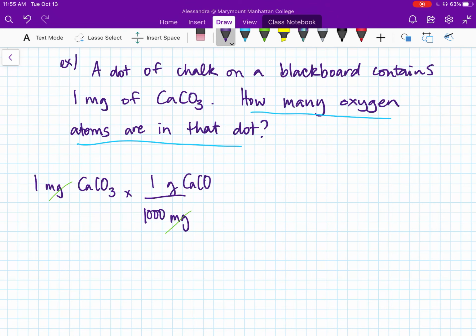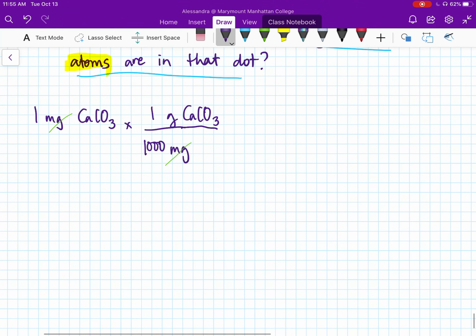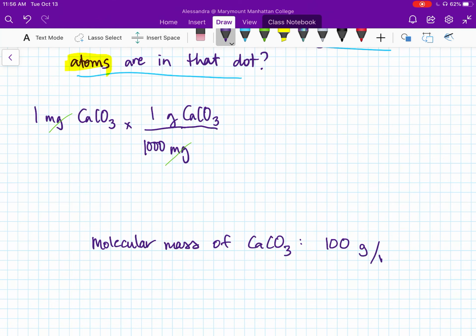And I should also keep the label here. I'm talking about calcium carbonate. The reason I'm keeping that label is because eventually I want to be converting to oxygen atoms, and I want to make sure I keep track of what's what. So that's going to give me the grams of calcium carbonate. Now I need to figure out what the molecular weight of calcium carbonate is. So if you calculate the molecular mass of calcium carbonate from the periodic table, okay, and we actually did that exact one in a previous lecture, but you can go back and do that if you want. It's going to be, I'm just going to round it, about 100 grams per mole.